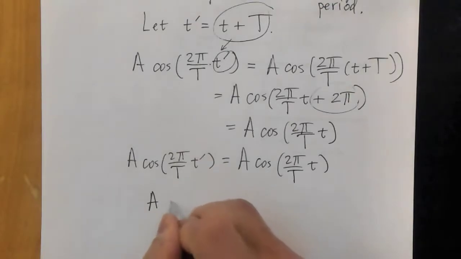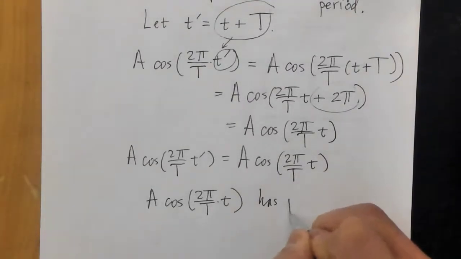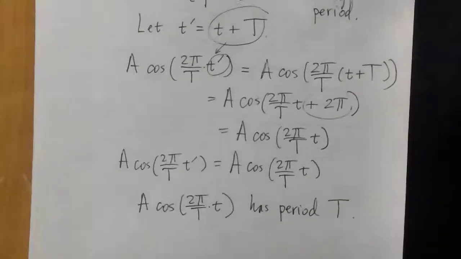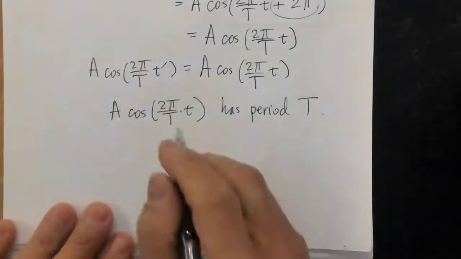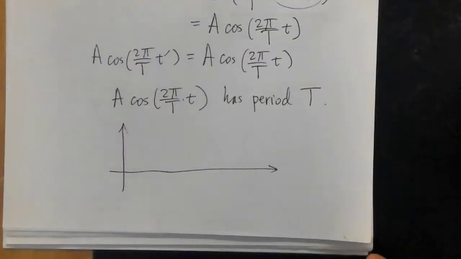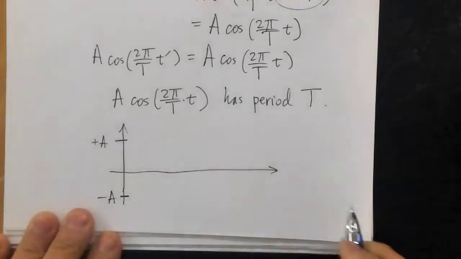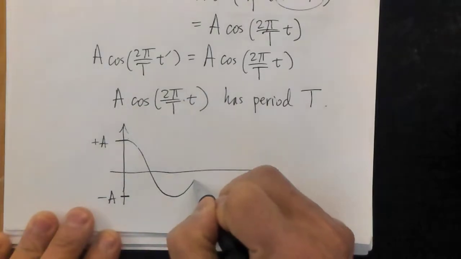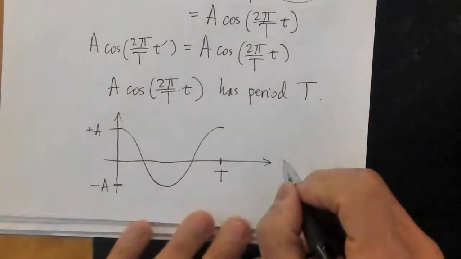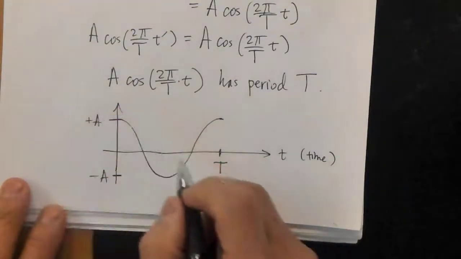So if I write A cosine of 2 pi over capital T times t, this has period capital T. Okay? So if I were to draw this function versus time t, then here's my positive A, here's my negative A, the amplitude. I have the curve then like this, right? And this is the time when it repeats itself right here. That's just time. This is the period, capital T, when it repeats, okay?